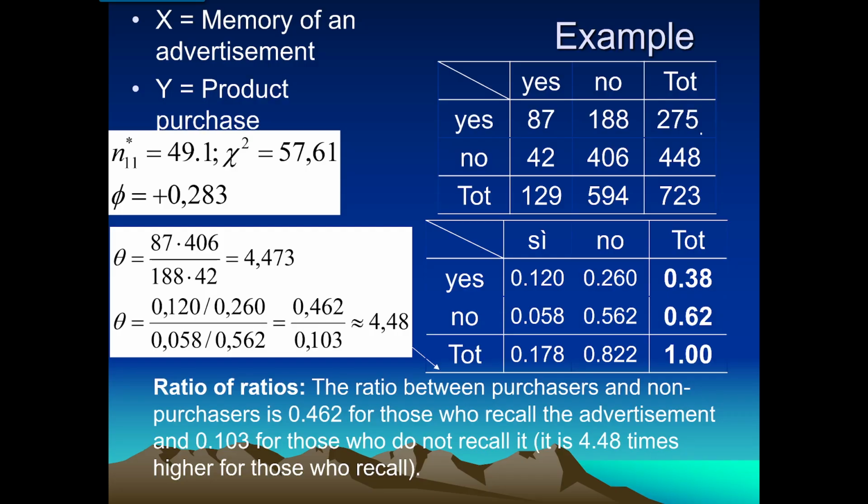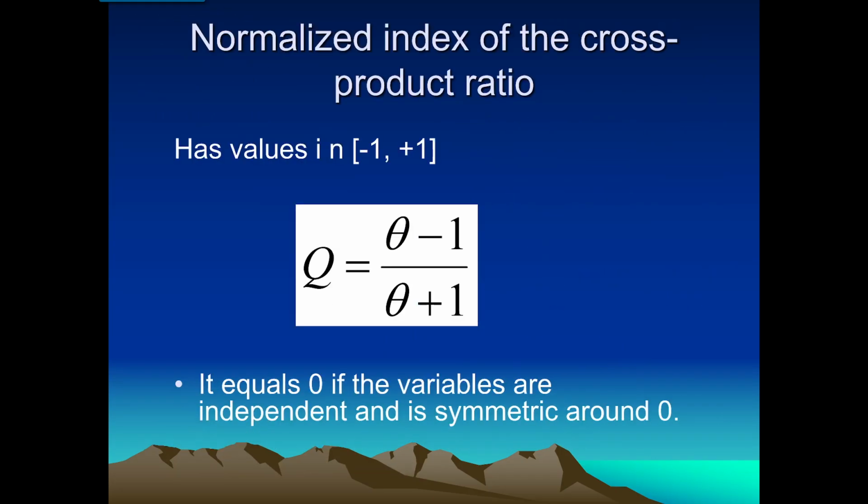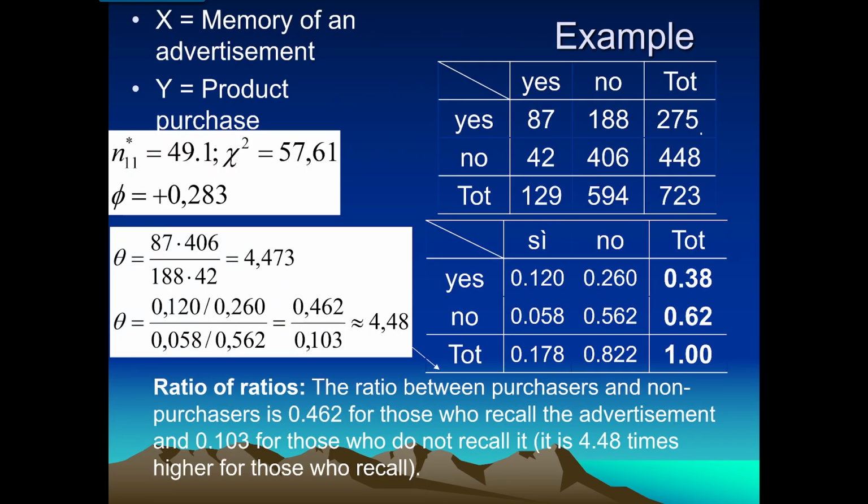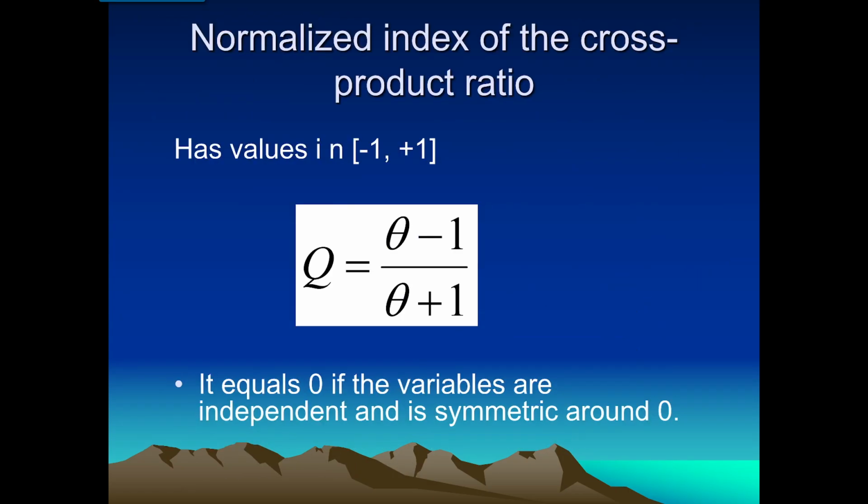So it is something which goes from 0 to infinity, and in case of independence, you have 1. So it's 4.48 times greater than 1. And then, what do you do if you have an index which goes between 0 and infinity? If you want to reshape it into -1 and +1, you choose a function that maps the interval 0 to infinity into -1 to +1, and this is a possible function.